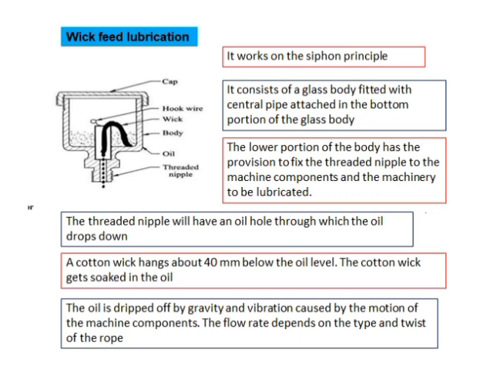Next, quick feed lubrication. It works on the siphon principle. It consists of a glass body fitted with a central pipe attached in the bottom portion of the glass body. The lower portion of the body has a nipple to feed grease into the machine parts. The nipple will have an oil hole through which the oil drops down. A cotton wick hangs about 40 below the oil level. The cotton wick gets soaked in the oil. The oil is dripped off by gravity and vibration into the machine part.